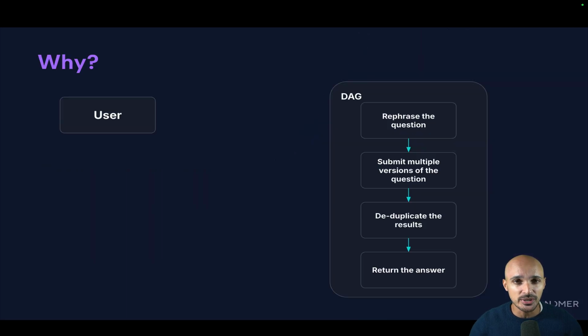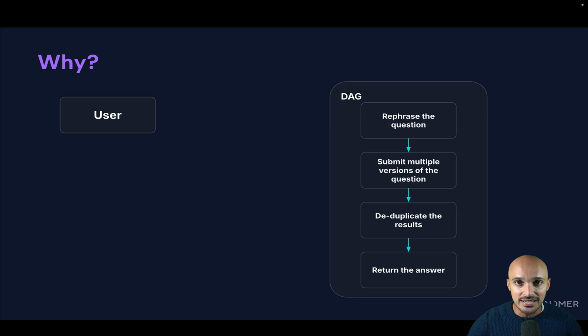Well, imagine the following use case where you ask a question to a system you built and that triggers the following data pipeline. That data pipeline rephrases the question, then submits multiple versions of the question to a LLM, deduplicates the results, and finally returns the answer back to you. But what I want to emphasize here is the last task, return the answer. How can you get that answer back from the DAG?